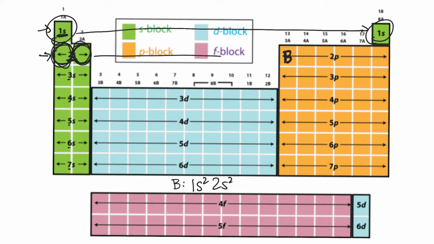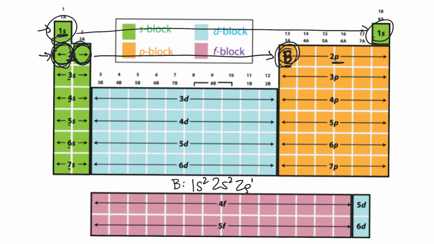Then I'm gonna continue to move to the right, and if you see here, I reach the 2p. Remember, we're trying to get to boron. So here's my boron. If you notice, my boron is in my first slot in the p, right? And so it's going to be simply 2p1. All right, and so this is the electron configuration of boron.